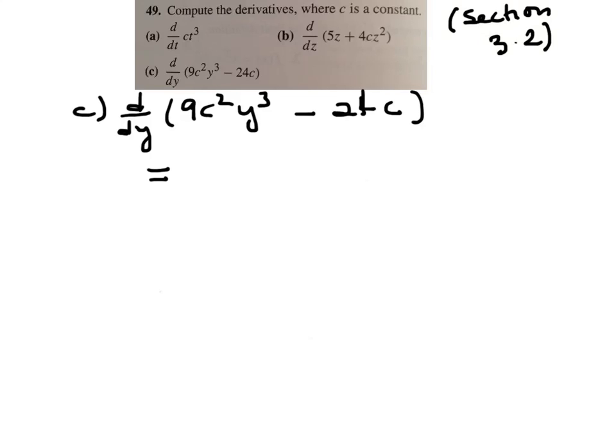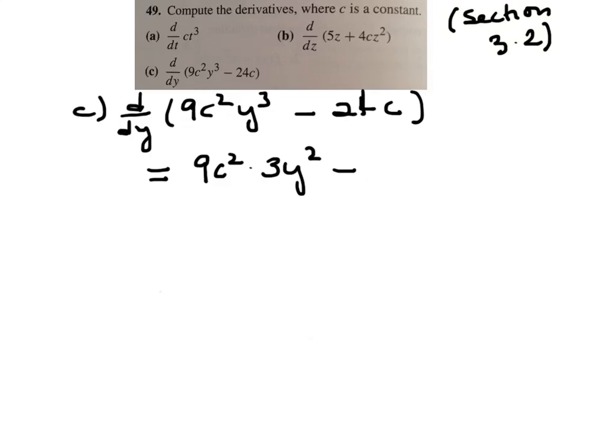So for the 9c squared y cubed, remember that c is constant. So the thing we're taking the derivative of is the y cubed part. So the 9c squared will just stay where it is, and that'll get multiplied by 3y squared, because if we're taking the derivative of y cubed with respect to y, that exponent comes down to be a coefficient, and the new exponent is the old exponent minus 1. Okay, and then we have to subtract off the derivative of this 24c.